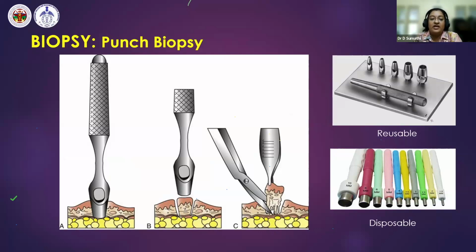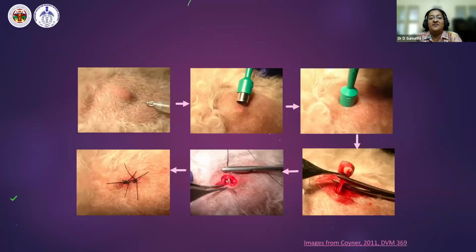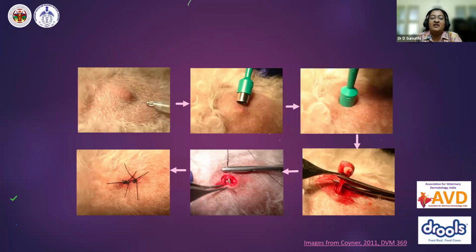Here you need to slightly infiltrate the area with lignocaine. Usually lignocaine with sodium bicarbonate, they say that using sodium bicarbonate will reduce the sting or pain due to lignocaine. So you can infiltrate closer to the lesion, and then you can use the punch biopsy instrument to collect the samples.